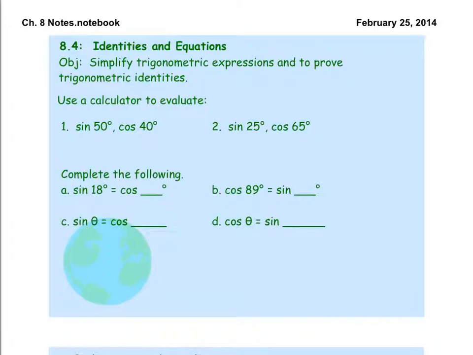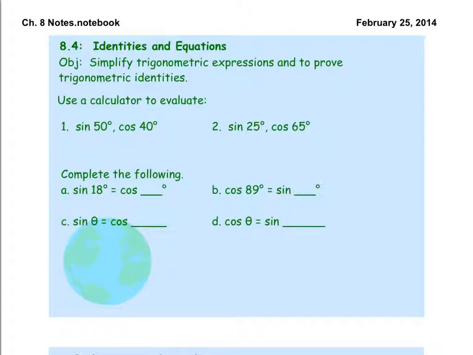All right, 8.4, we're still going to work with, well, not necessarily solving any equations today, more simplifying expressions. We're going to use some trig identities to do it. Basically, what trig identities are is a bunch of patterns that come up with all of our different trig functions, and there's tons of them.